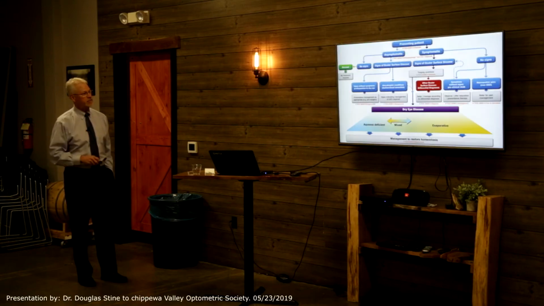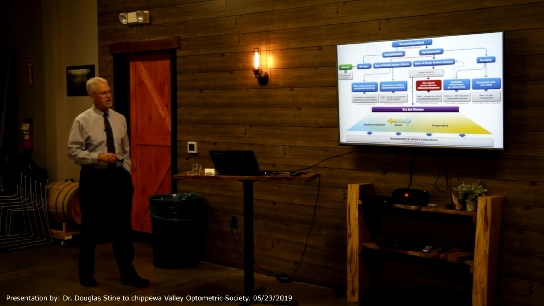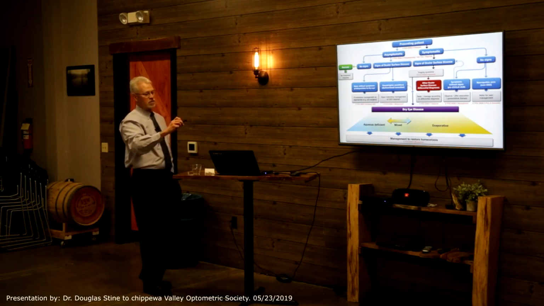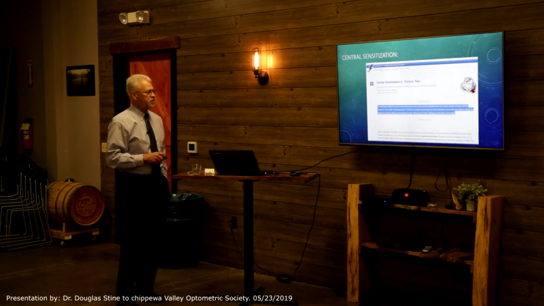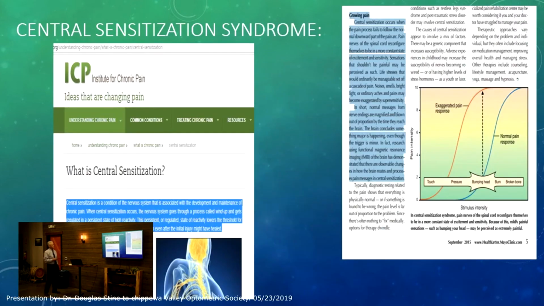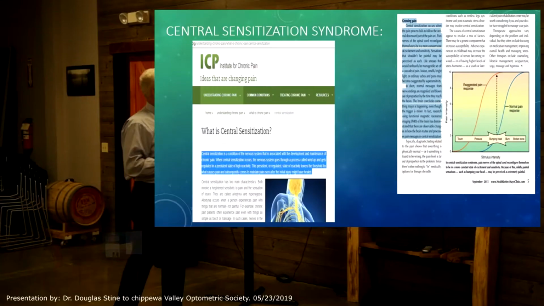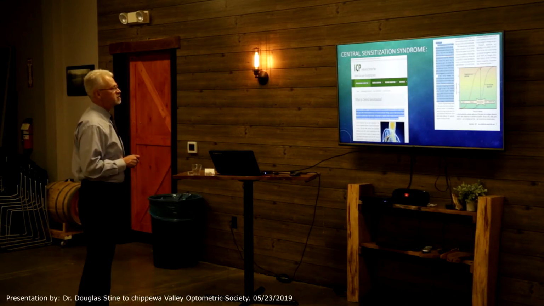So I think that's my other patient who has no signs of disease but has a ton of pain. And then that last category in the end there called neuropathic pain. So what's central sensitization? Pain itself often modifies the way the central nervous system works. Central sensitization is a condition of the nervous system that is associated with development and maintenance of chronic pain. Central sensitization occurs when pain follows the normal pathway in the downward arc. Pain nerves of the spinal cord reconfigure themselves to be more in a constant state of excitement and sensitivity.